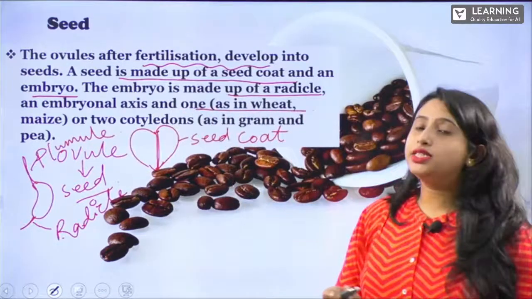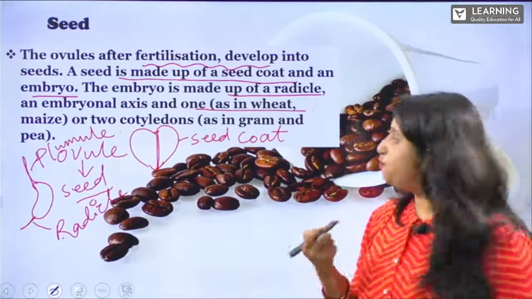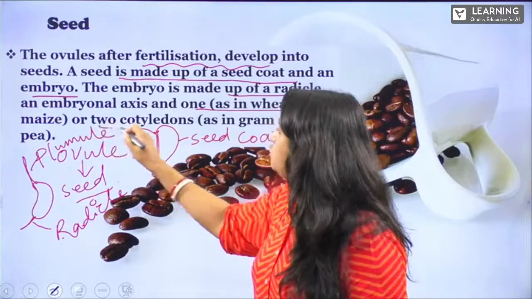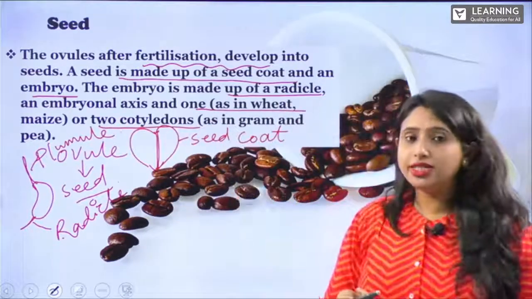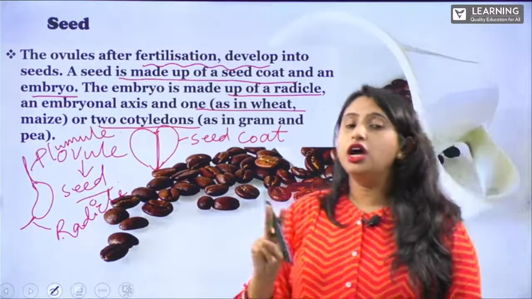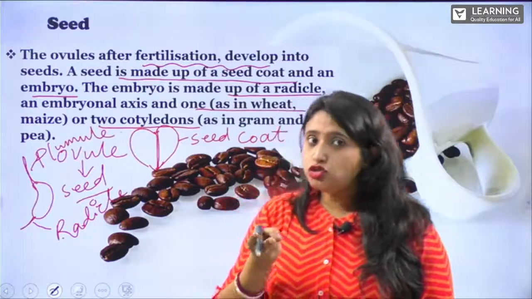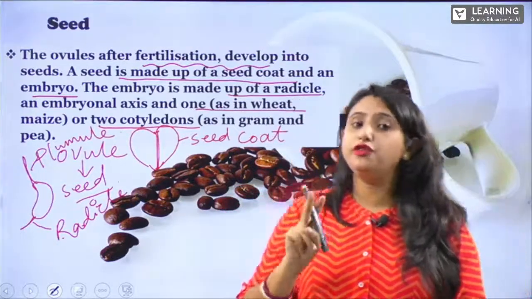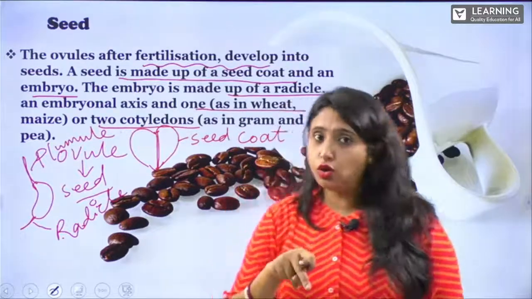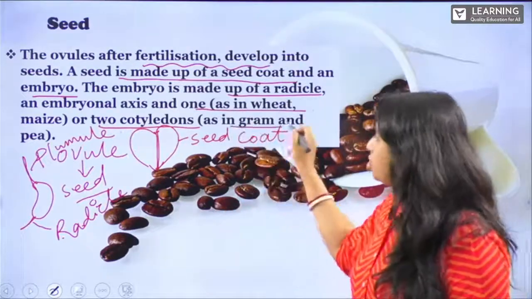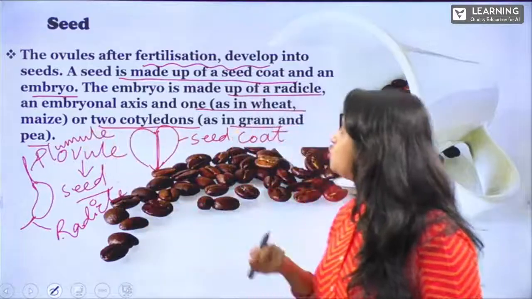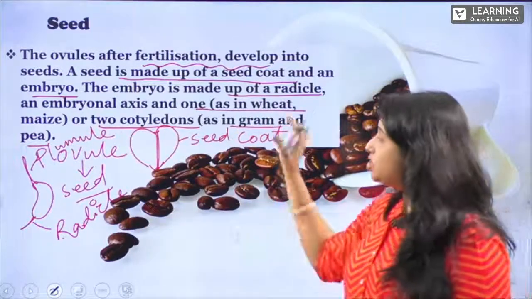As you can see, in case of gram and pea, we see two cotyledons, that is, the seed can be divided into two parts, having two leafy structures inside the seed coat. So this is the definition of your seed.